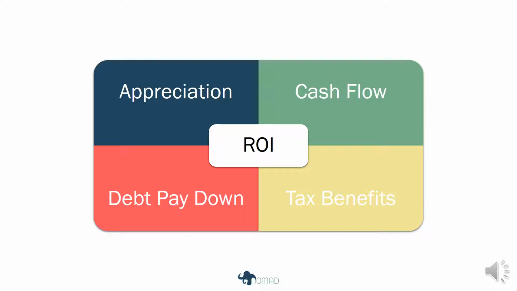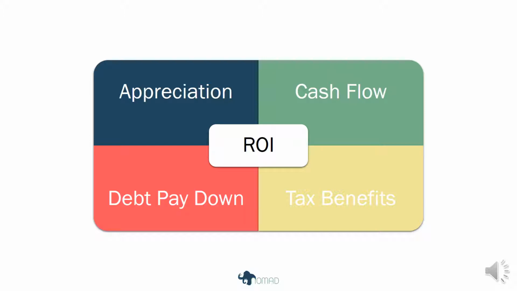So the first one is appreciation, the tendency for property values to go up over time. You buy a property 20 years ago, and 20 years later it's worth more. That is appreciation at work. Property values tend to go up over time, and I think it's largely due to inflation personally, but we could argue that. The next return you're getting is cash flow.